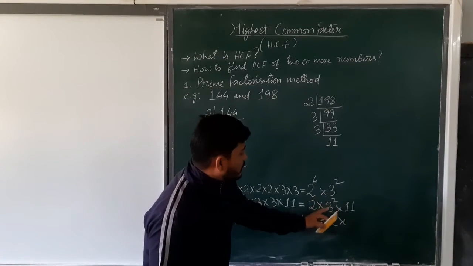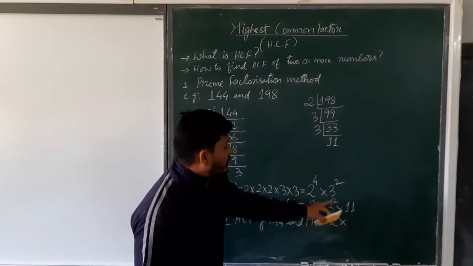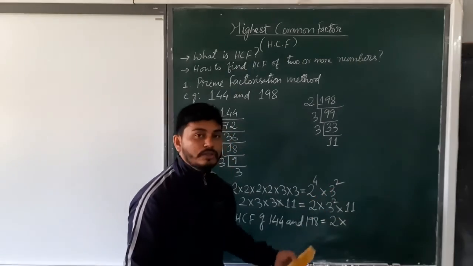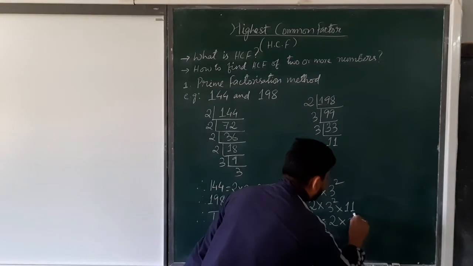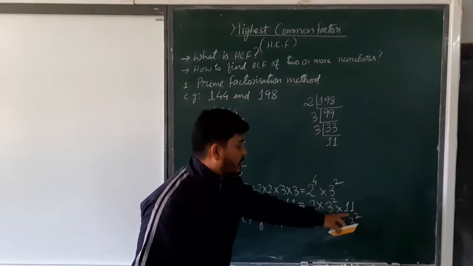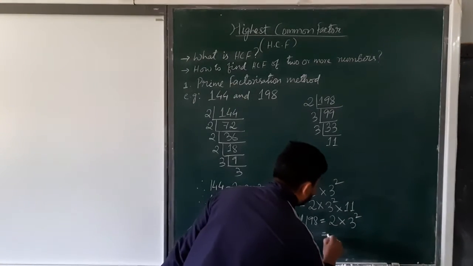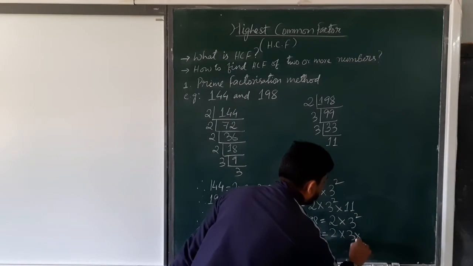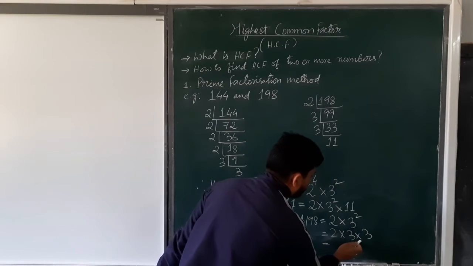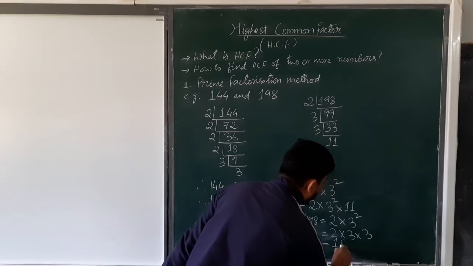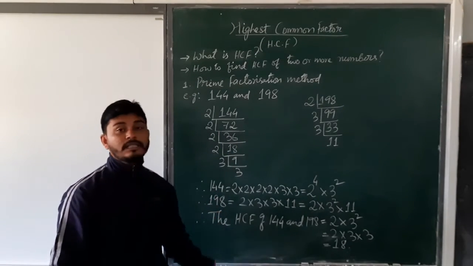So here you see the factor 3 in both the numbers has the power 2. So there is no question of least or most. So it will be 3 squared. And as I said, 11 is not common, so we will not consider it. Now 2 into 3 squared means 3 multiplying 2 times. So it will be 2 3s are 6, 6 3s are 18. 18 is the HCF of 144 and 198.